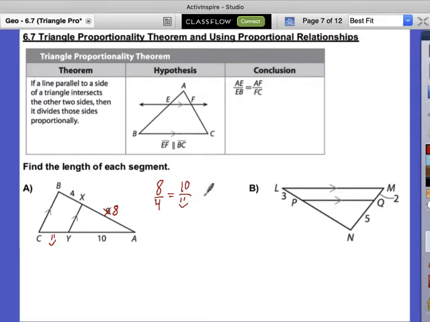Grace, don't we already know that CY is going to be 4 since BC and XY are parallel? Well, let's find out. We'll find out if it ends up being 4 or not. It's not like it has to happen, because if one side is bigger than the other, then they're not parallel.